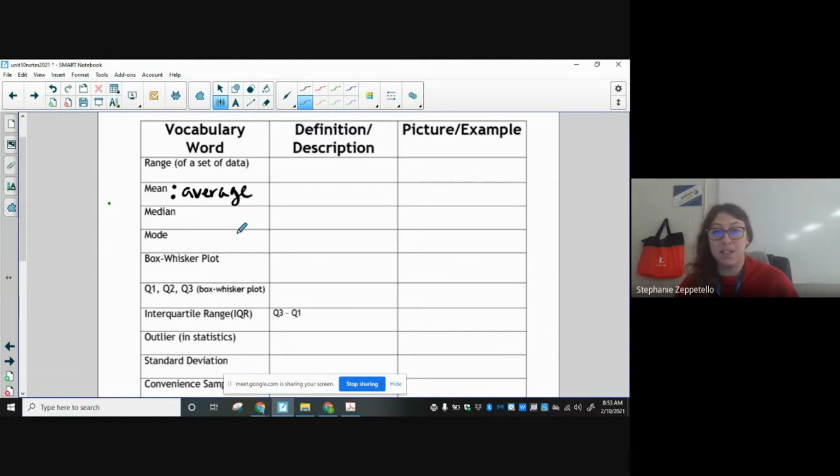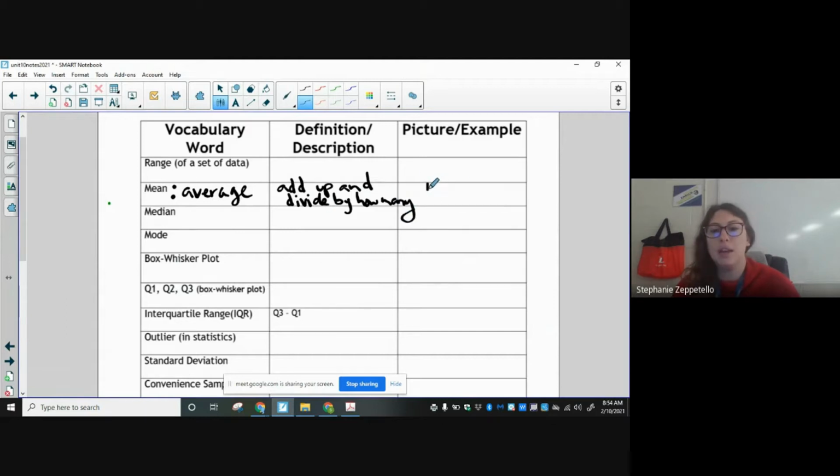player received in the last 5 games, you would add up all their points for the last 5 games and divide by the number of games. Add up and divide by how many. So whenever it says definition or description, I would always try to put it in your own words. Add up and divide by how many.